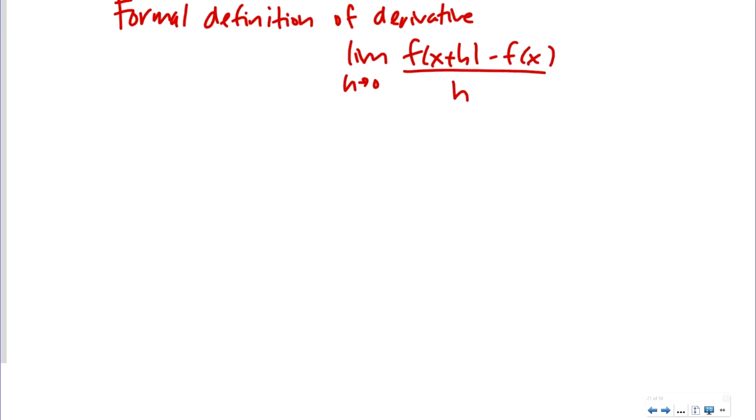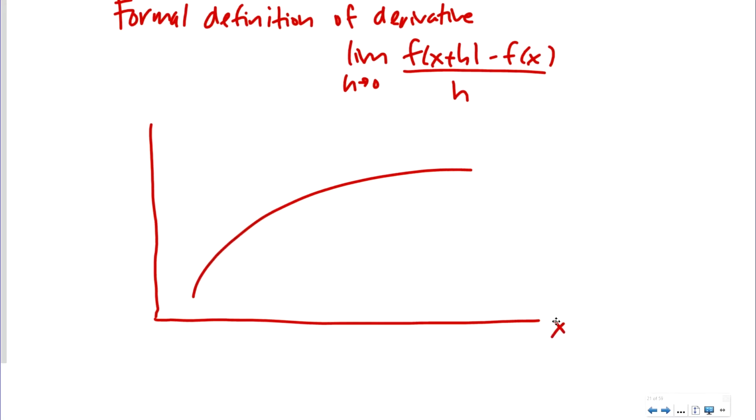And where did this come from? Where it comes from is if you have a curve, and this is your x axis, that's your y axis.